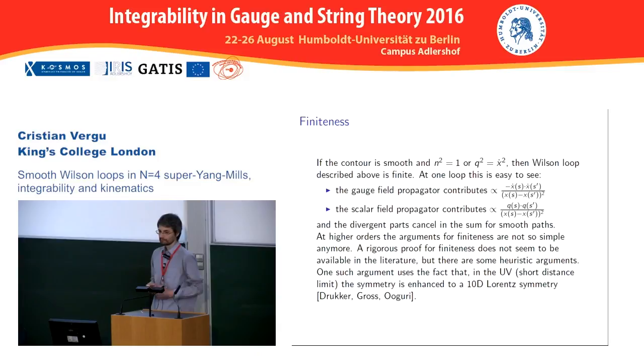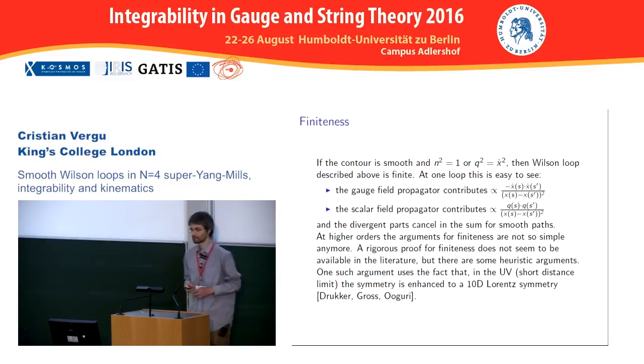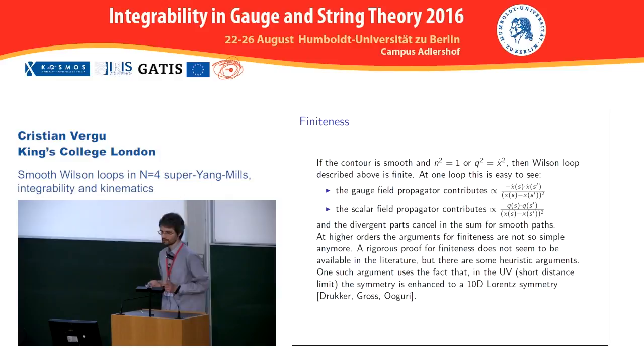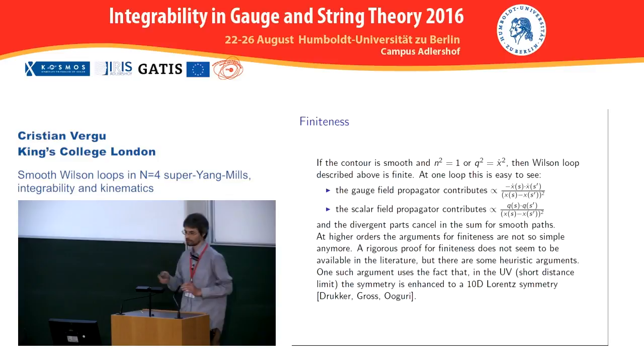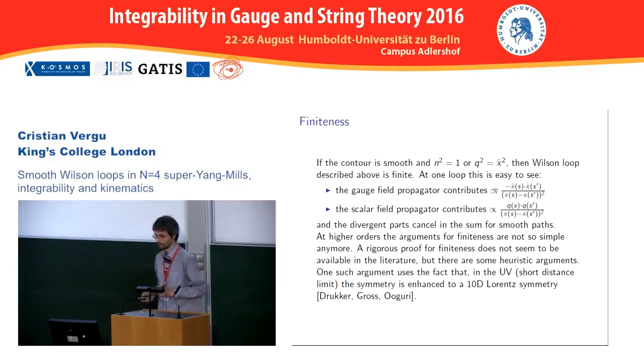Okay, so let's discuss finiteness first. There's a quick argument to see why this operator is a good operator to look at. We can look at divergences that arise from a scalar field going between 2 points on the Wilson loop and a gauge field going between 2 points on the Wilson loop. Then we take the limit when the 2 points coincide, and we have this type of behavior for the two contributions. And if the paths are smooth, then you can easily check that the divergent pieces cancel in the sum.